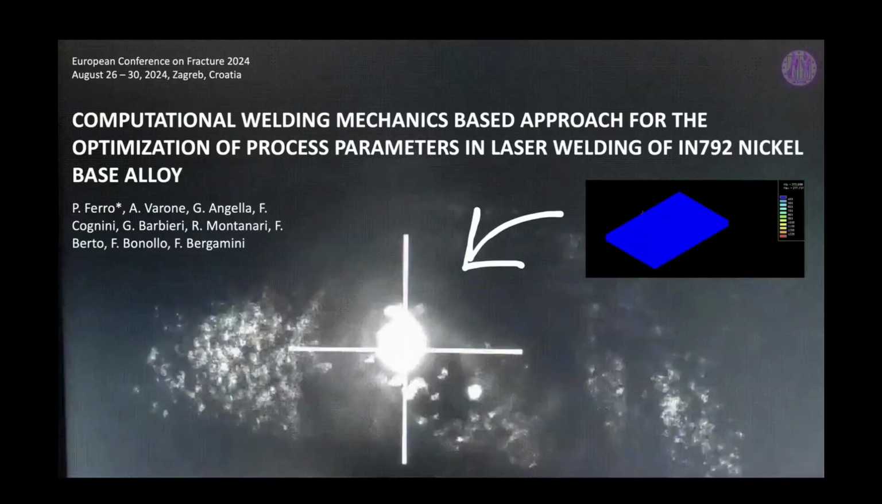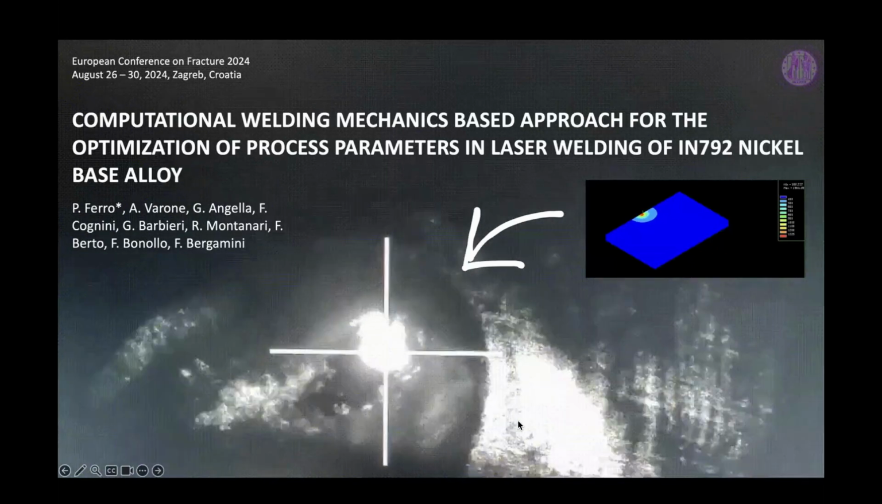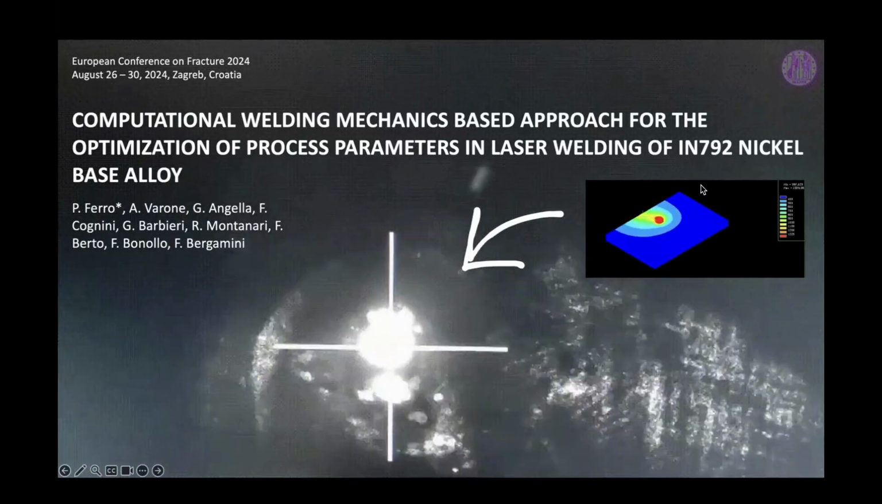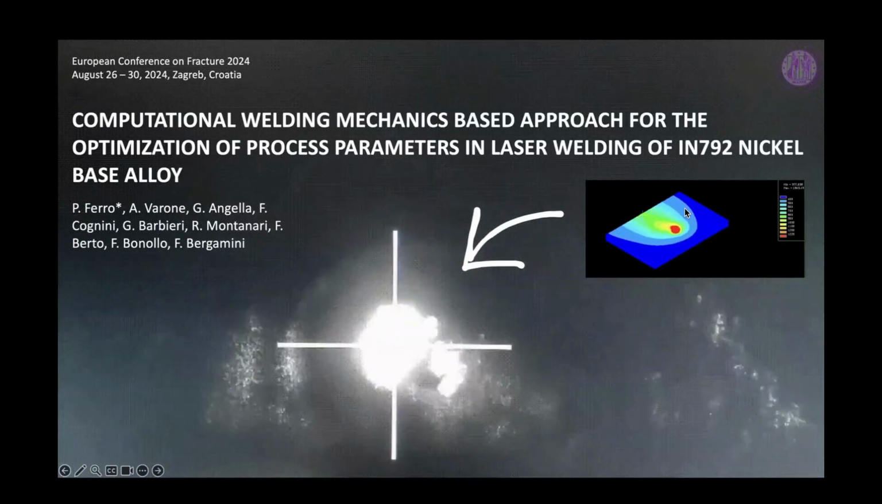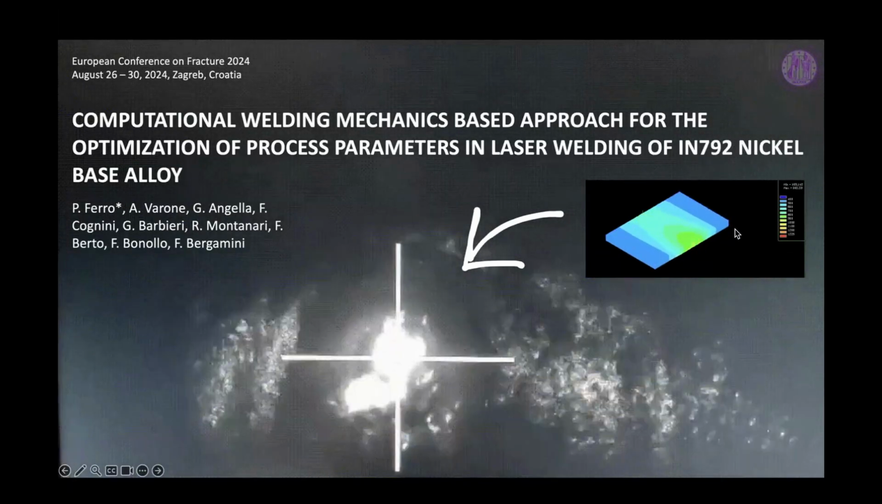The title of my presentation is Computational Welding Mechanics-Based Approach for the Optimization of Process Parameter in Laser Welding of Inconel 792 Nickel-Based Alloy.